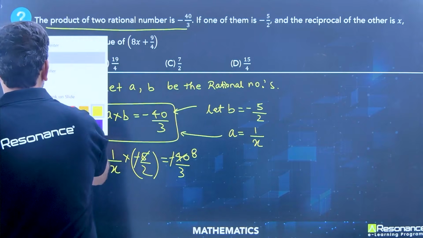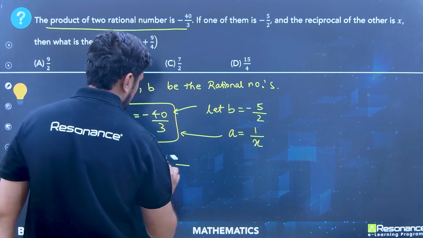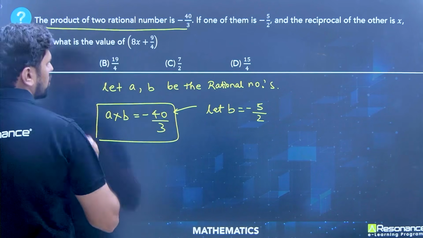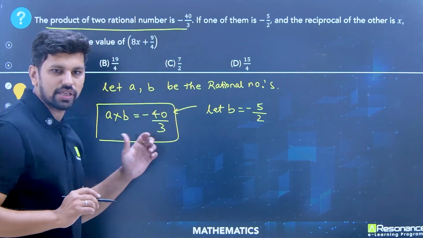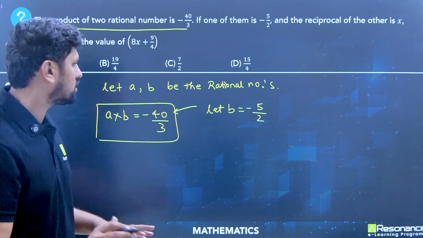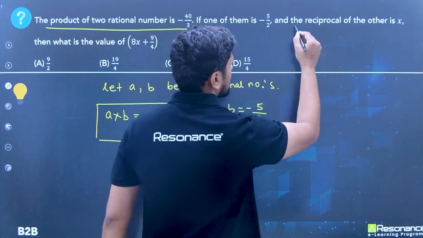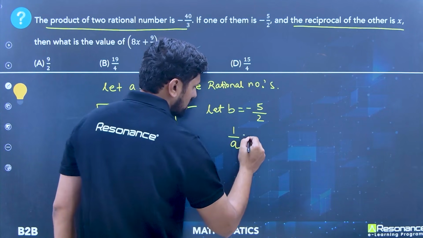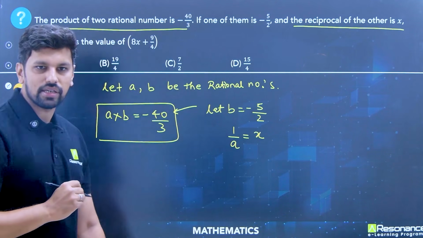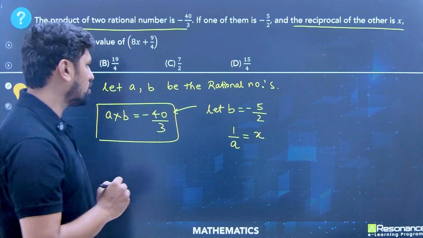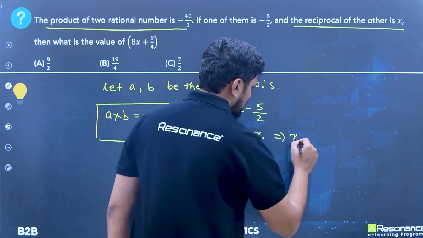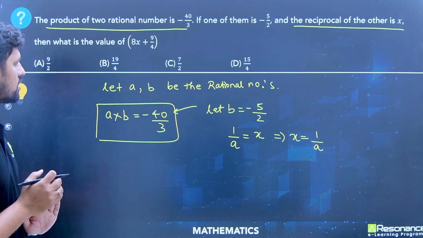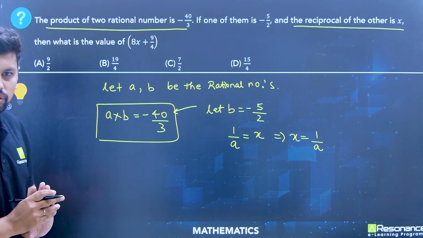Okay, let's do this again properly. I think so you are having doubt here. Okay, see here. What they are saying is product of two numbers is what? Product of two numbers is minus 40 by 3. So A into B is equal to minus 40 by 3. And the reciprocal of the another is x. See here. Reciprocal of another. So 1 upon A is equal to x. Correct? So x equal to 1 upon A. Understood?